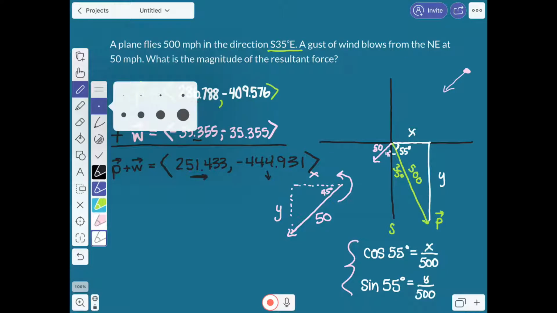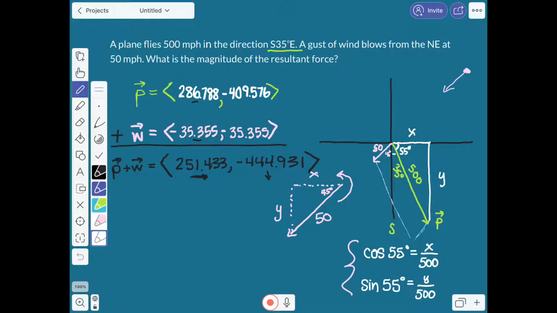Let's try to draw the parallelogram just so we can visualize. So our resultant vector, this one that we just found, is the vector that's going right there. So you can see that the plane got blown a little off course. And it actually looks longer, doesn't it? Doesn't it look like it got sped up by that wind? And so that's what we're going to find out, what the magnitude of that resultant force is. That represents the speed after the wind affects that plane. So how do we find the magnitude of that resultant force?